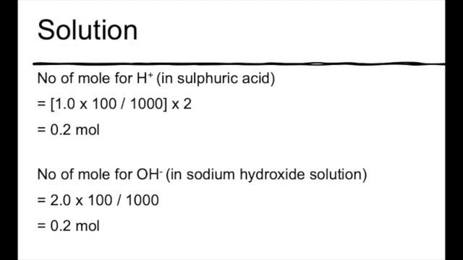After we have done the equations, step 1, we calculate the number of moles for the hydrogen ion in the sulphuric acid. Because sulphuric acid is a diprotic acid, we get 0.2 mole of hydrogen ion and 0.2 mole of hydroxide ion from the sodium hydroxide solution.